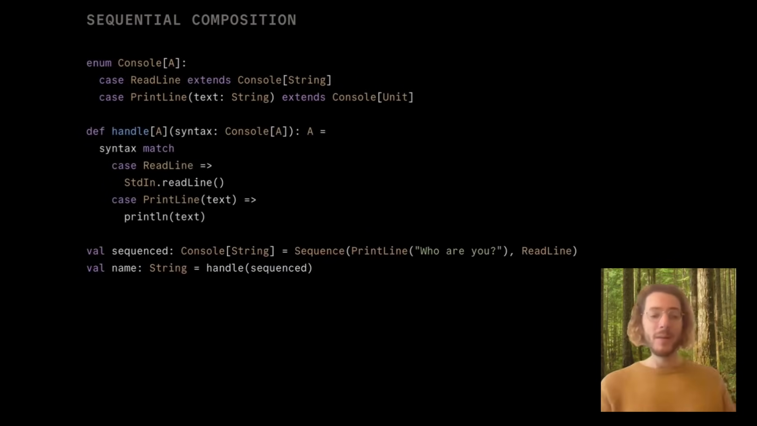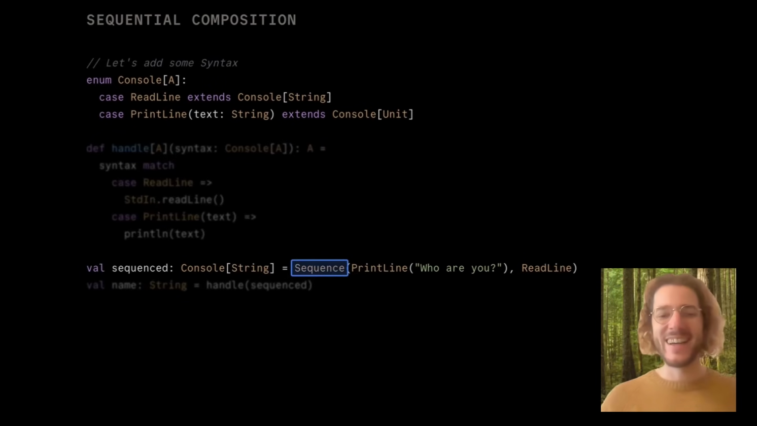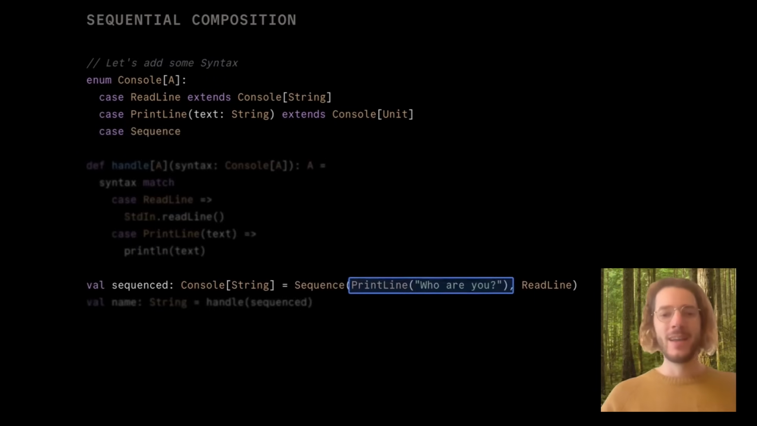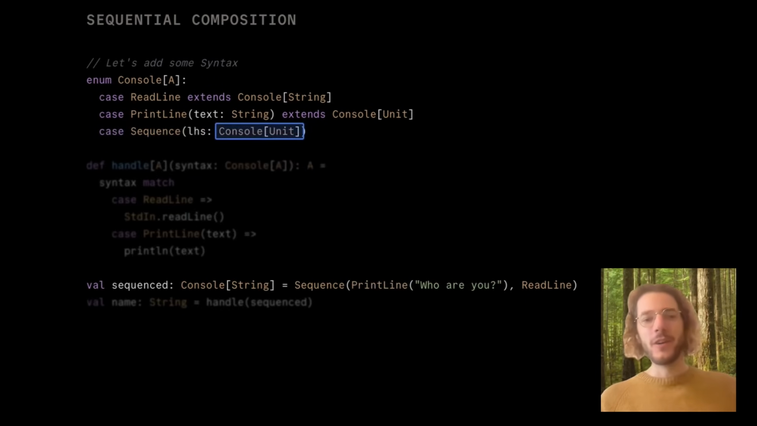So how do we implement this? Let's add some syntax for sequence. So we have this sequence node. Let's create a sequence node in our enumeration. On the left-hand side, we have another inductive call, a recursive call to console. So we have some other node of console.